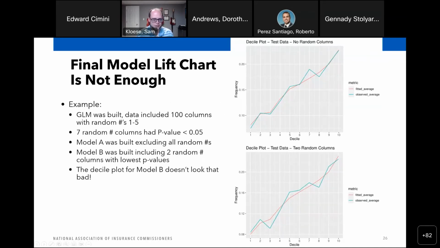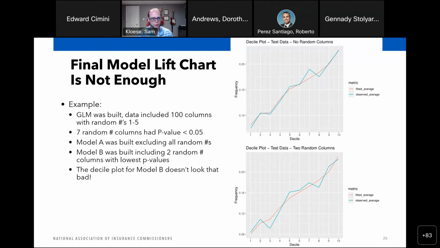The first thing we did, and this slide is all about GLMs, and after that we'll transition to talking about elastic net models. For the experiment, we took a data set from the CAS datasets package. We built a GLM using the data in the package, but then we also added 100 columns filled with random numbers between 1 and 5. When we looked at the p-values, 7 of the 100 columns came back with a p-value less than 0.05, which is close to the 5% you would expect to see randomly. Then I wanted to do a comparison.